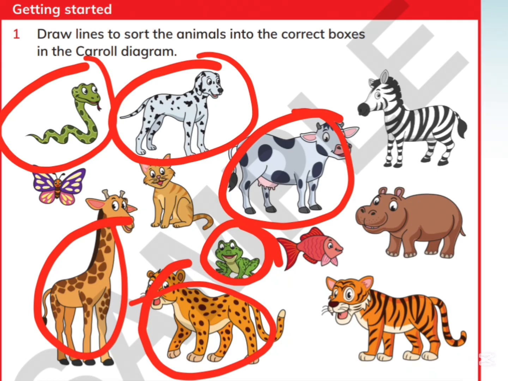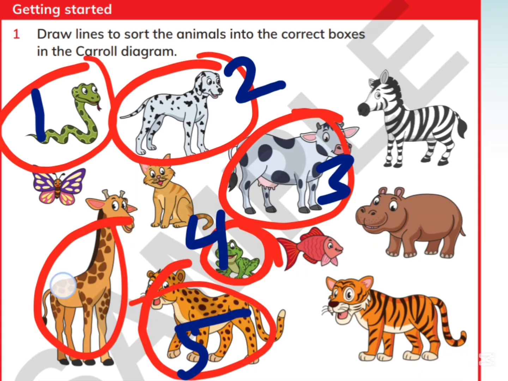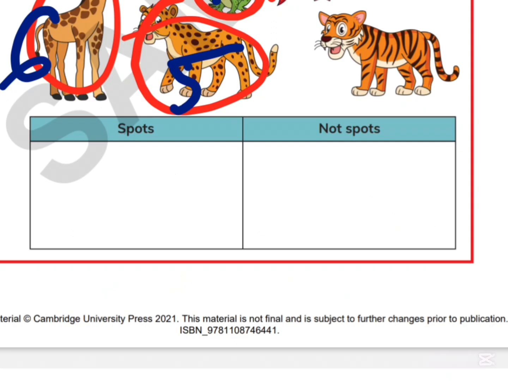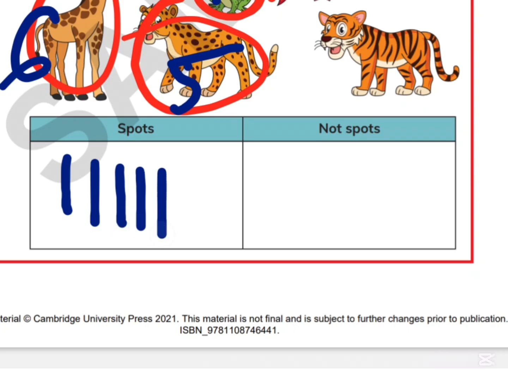Okay, so how many animals have spots? I will change the color to write the numbers. 1, 2, 3, 4, 5, and 6. So how many animals have spots? 1, 2, 3, 4, 5, and 6. This is why we are writing this 6 in this way in the tally. This is called the tally number.